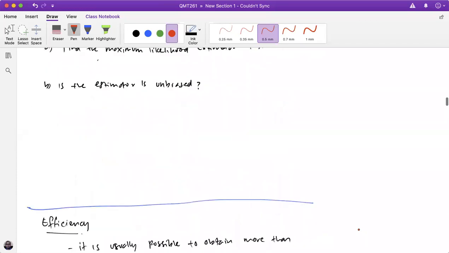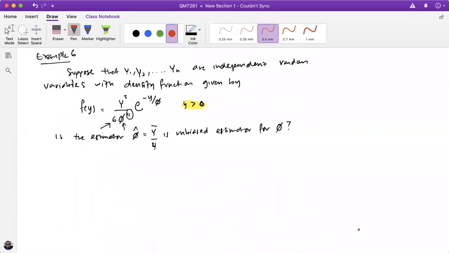I have a lot of examples, but just look at this one. Example number 6. Suppose that y1 until yn are independent random variables with density function given by y to the power of 3 divided by 6 to the power of 4, times exponential of negative y divided by theta, for y more than 0. If you look at this PDF, it looks like a gamma distribution, right? Is it? Yes.